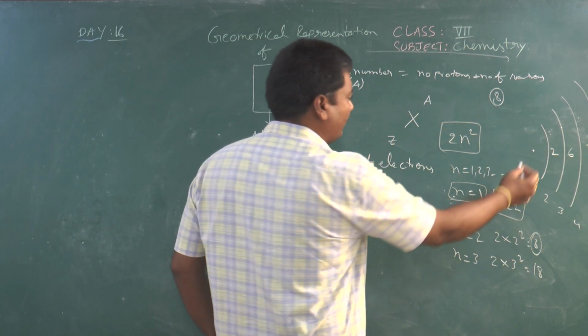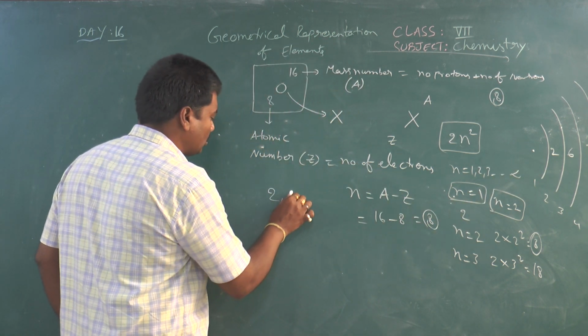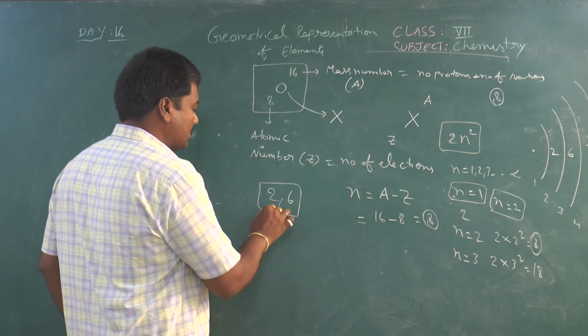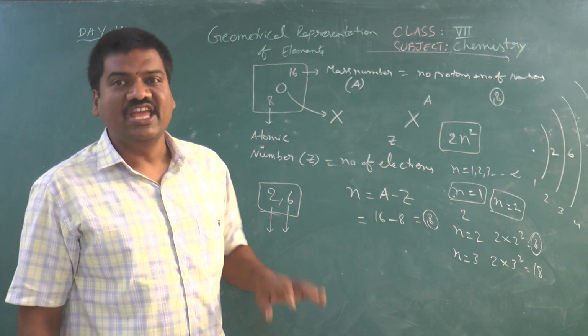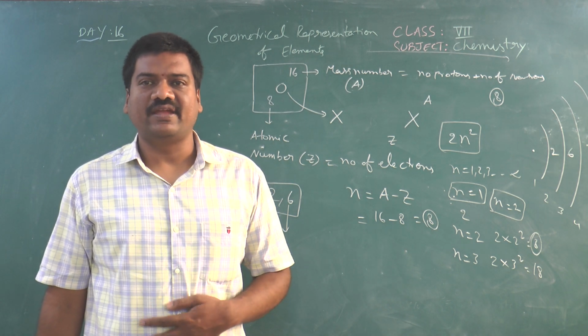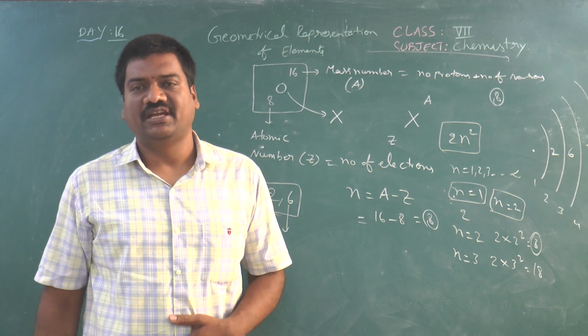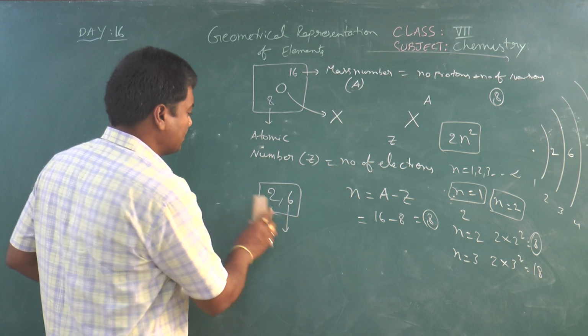Means the electronic configuration for oxygen atom I can take as 2, 6. This 2 is for the first orbit, and 6 electrons will be there in the second orbit. If the outermost orbit has 8 electrons, it has octet stability. Octet stable.